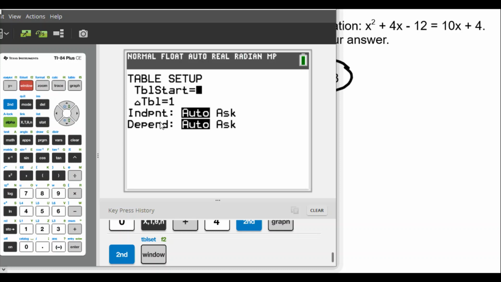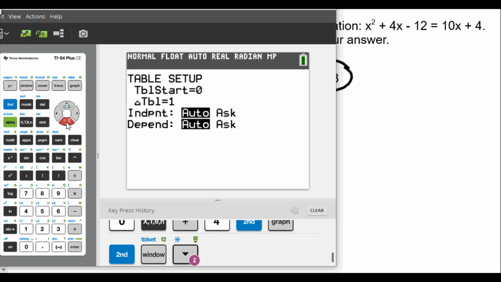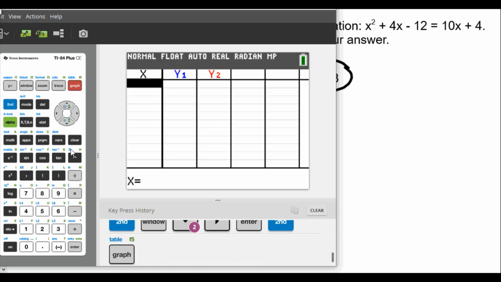And both independent and dependent. Independent is the number we plug in, and the dependent is the output. So we're going to change the independent setting from auto to ask. Okay, and so now we'll go to the second table. Now it's clear. Now let's look at the choices.